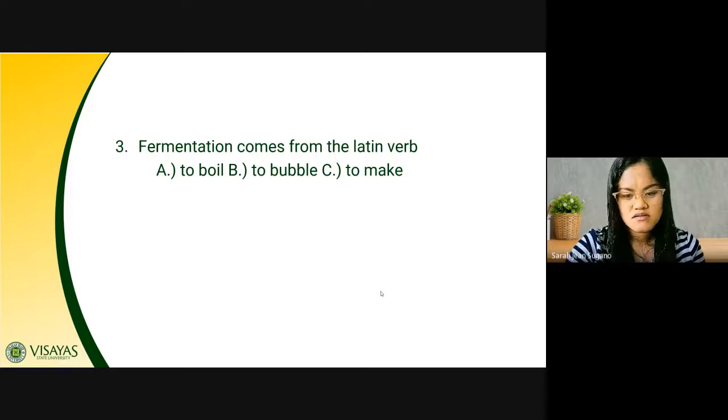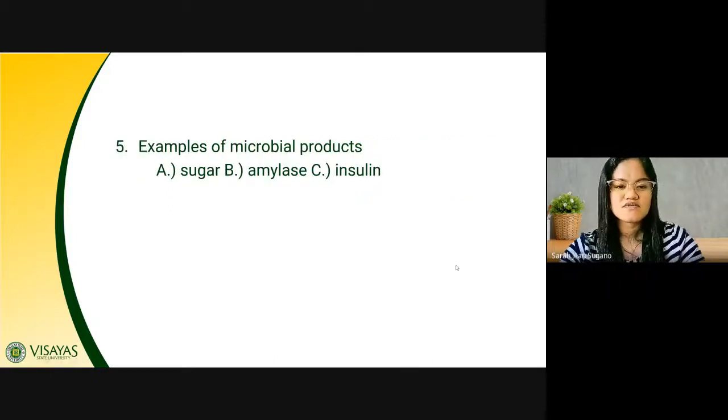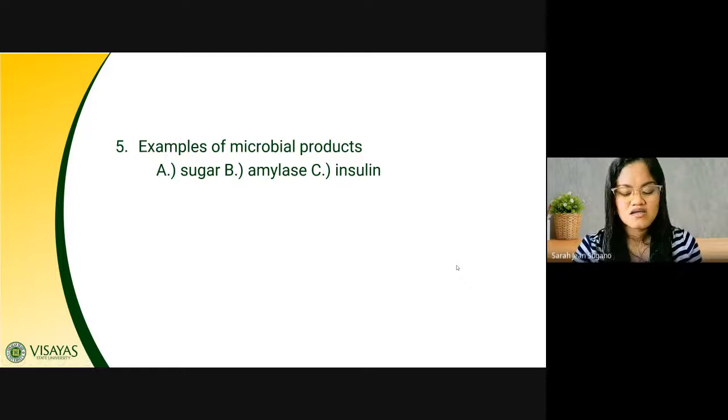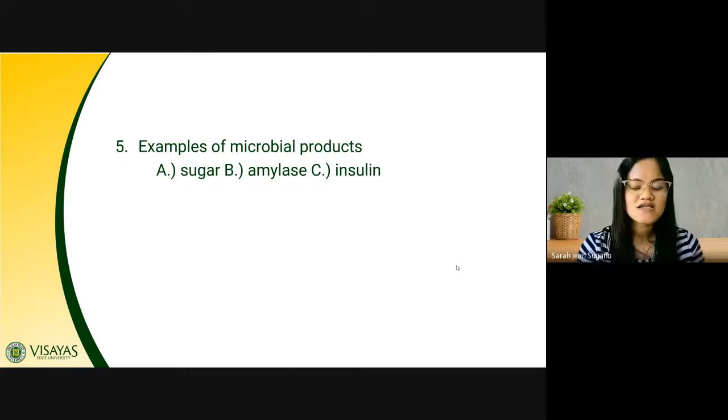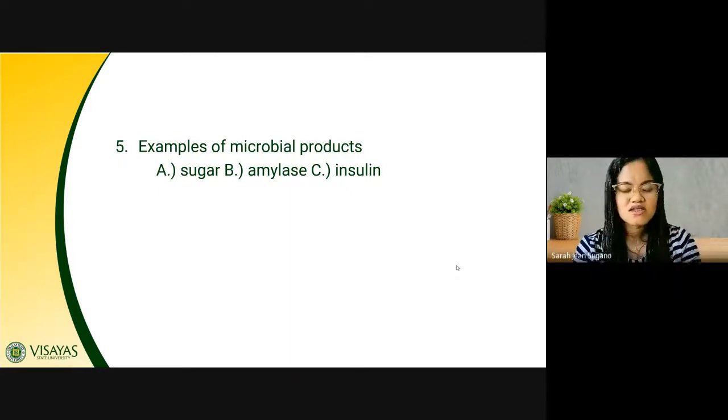Okay, bilang ha. Okay, the last question is, choose the examples of microbial products. It could be sugar, it could be amylase, it could be insulin, but you can answer pwede din all, ganon. So there are more than one answers naman dito. So, it could be A, it could be B, it could be C, or it could be BC, it could be A or B or C. A, B, C, ganon. So, yeah, that's it. So, tapos na kayo mag-jot down ng answers niyo, class.